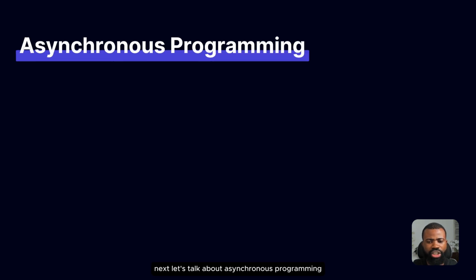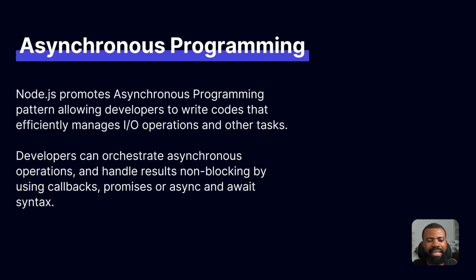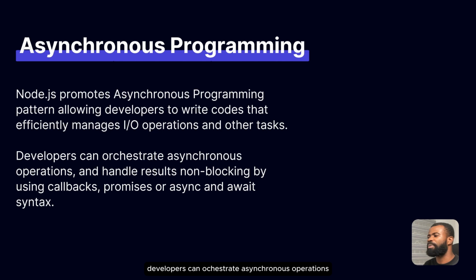Next, let's talk about asynchronous programming. Node.js promotes an asynchronous programming pattern, allowing developers to write code that efficiently manages I/O operations and other tasks. Developers can orchestrate asynchronous operations and handle results non-blocking by using callbacks, promises, or async and await syntax. This asynchronous programming model is well suited for building highly responsive and scalable applications, particularly those with high concurrency requirements.